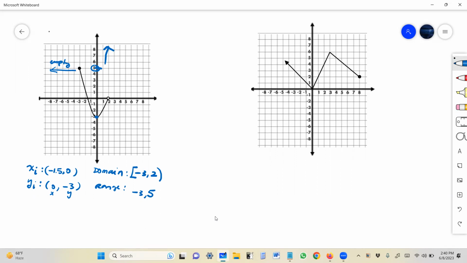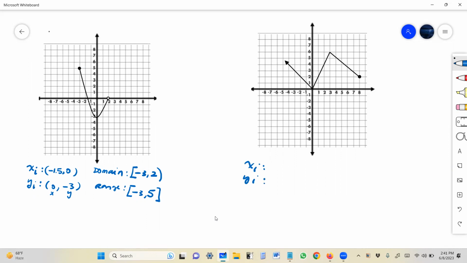So in this case, look at both cases. I don't have an open circle at -3 down here, and I don't have an open circle at 5. So they are both square brackets. Okay, great.